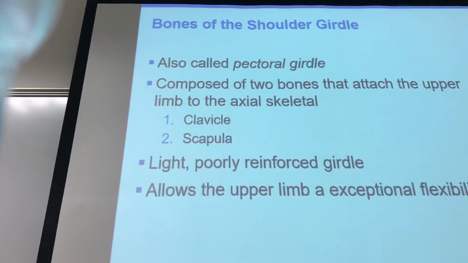Our shoulder girdle is made up of two bones that ultimately allow our upper extremity to attach itself to the torso. So the shoulder girdle is these two bones, our clavicle and our scapula. These two bones allow for the arms to attach themselves to the axial skeleton. So the first of the two bones, which we see here in the middle, is this bone. This is your clavicle.